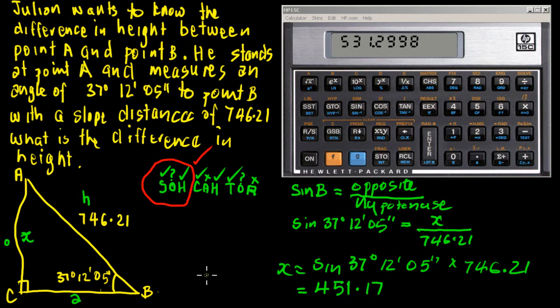So Julian wants to know the difference in height between point A and point B. He stands at point A and measures an angle of 37 degrees 12 minutes 05 seconds. Again, I've done videos on this format, degrees, minutes and seconds, on my YouTube channel, so have a look there, or you could get back to me and I could point you in the right direction, or I may need to make another video if I think it's going to help. And he's measured that angle to B with a slope distance of 746.21. What is the difference in height?